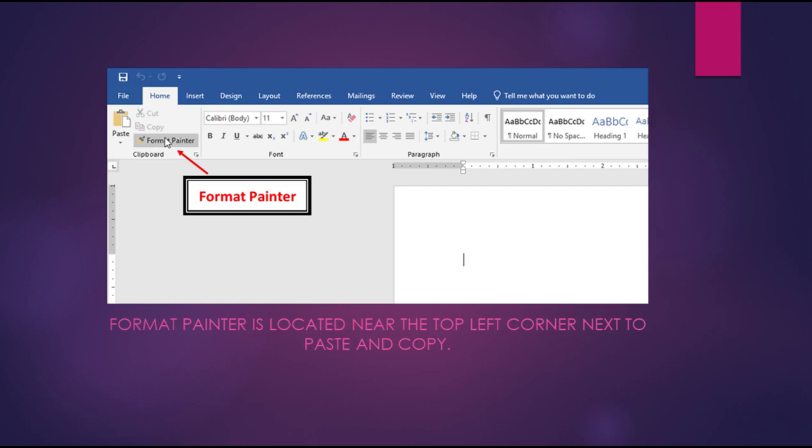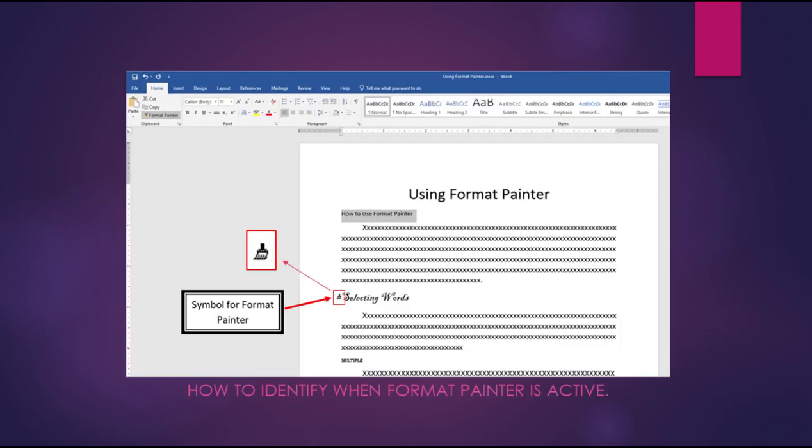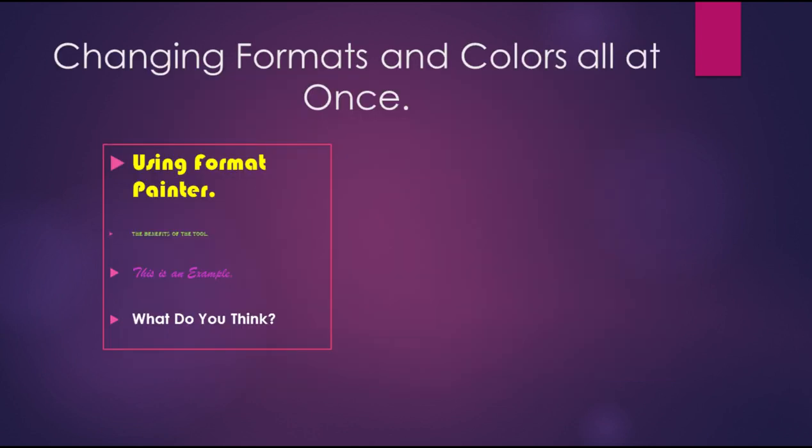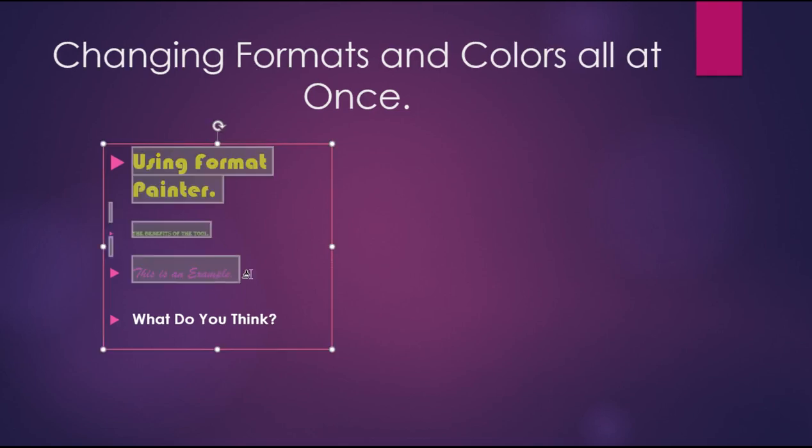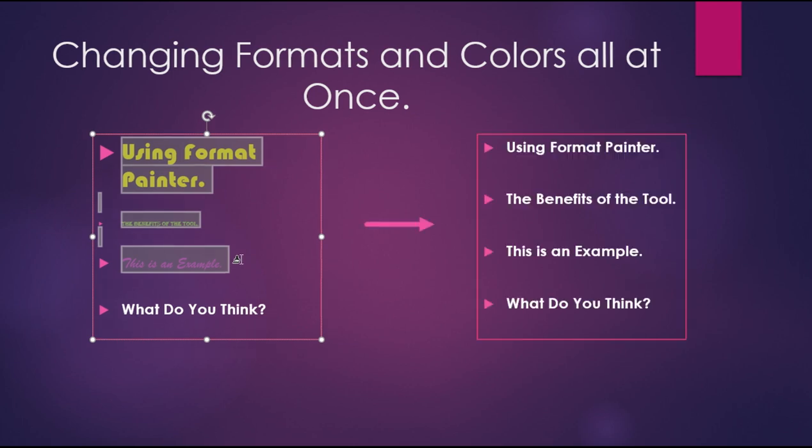For example, say you just completed your essay and all subheadings need to be bold and have a certain font. Well, instead of going to each and every heading and making all the adjustments, you can allow Format Painter to make the adjustments for you by just highlighting the words.